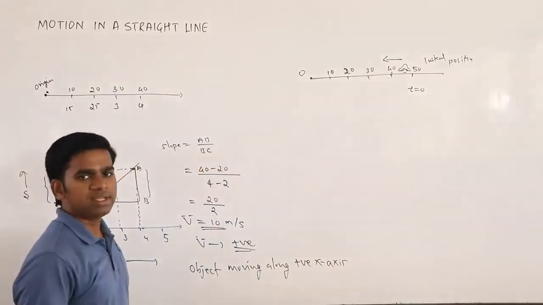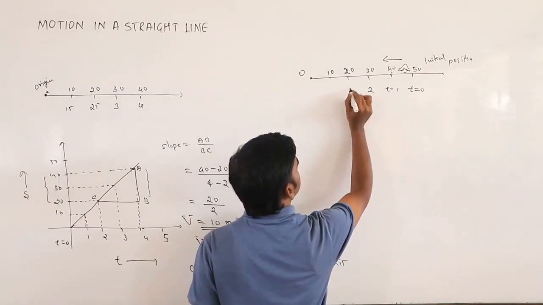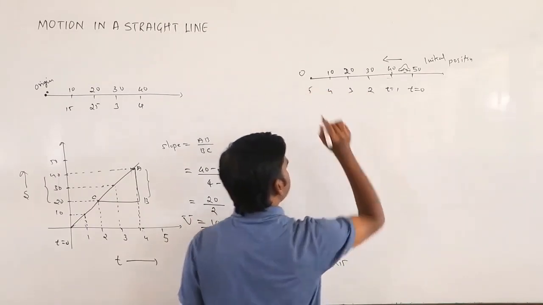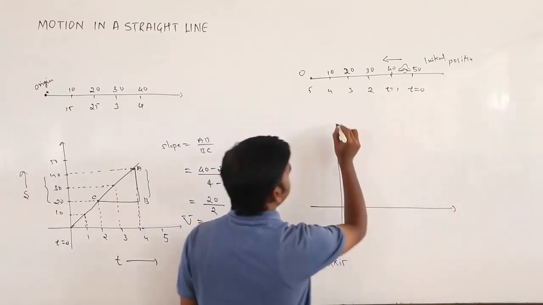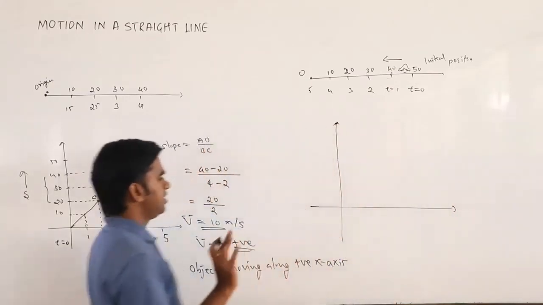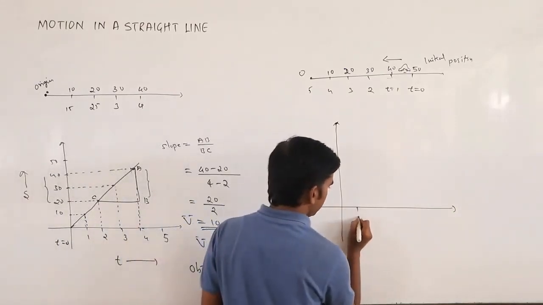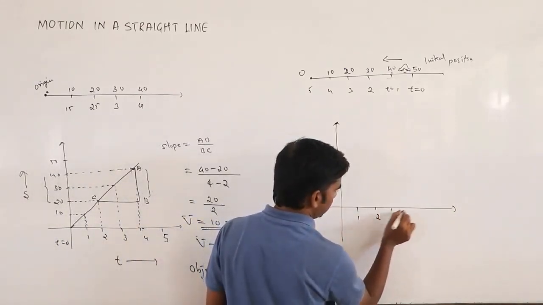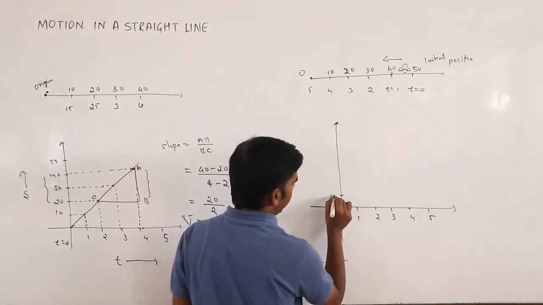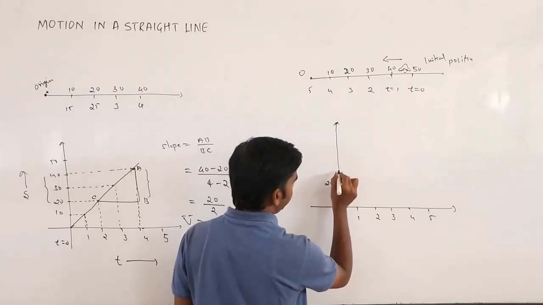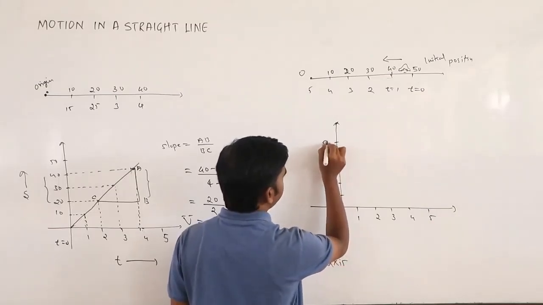So if I plot the graph now, this is t equals 0, then t equals 1, 2, 3, 4, 5 seconds like that. No need to change anything in the graph; I will take it as it is. This is 1, 2, 3, 4, 5, and here 10, 20, 30, 40, 50.